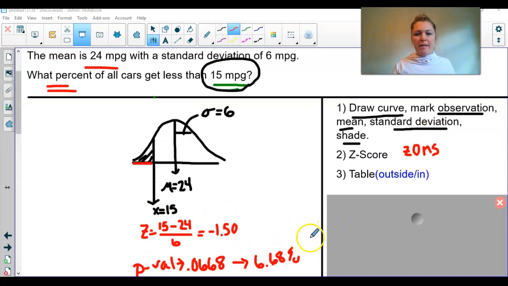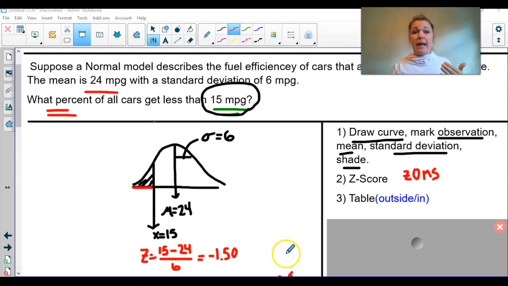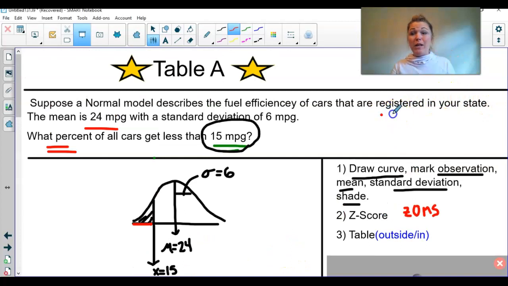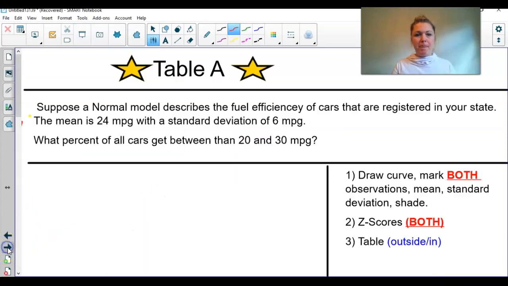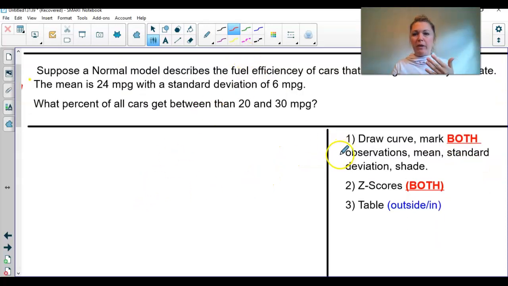So what that means now is 6.68% of cars that are registered in our state get less than 15 miles per gallon in their car. Note that this was a less than. Let's move on. The next one, same scenario, is saying what percent of all cars get between 20 and 30 miles per gallon? So we're going to do it again. We're going to do the same process.